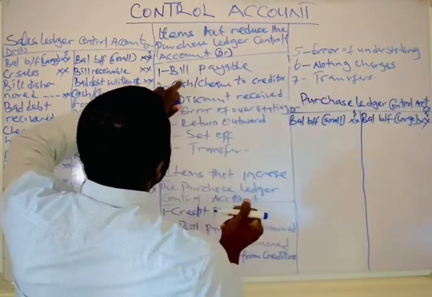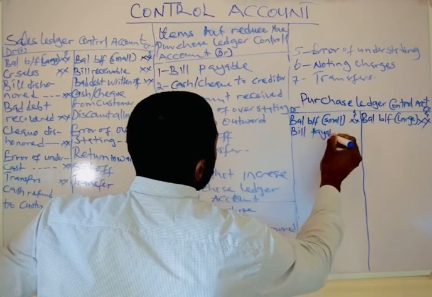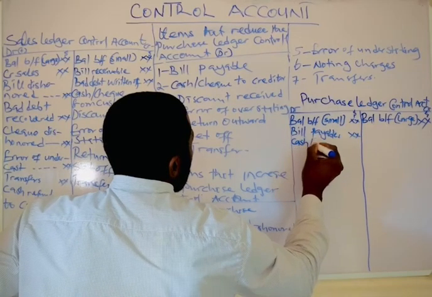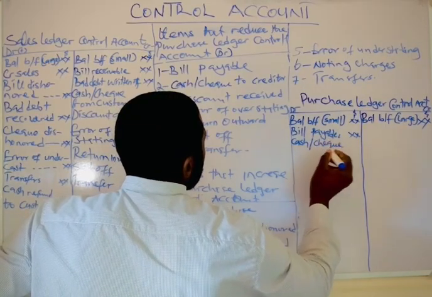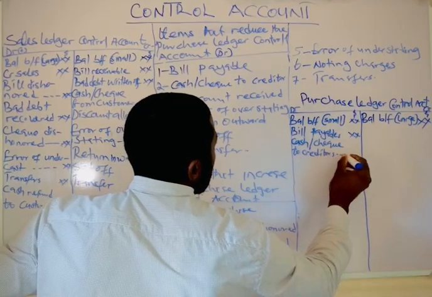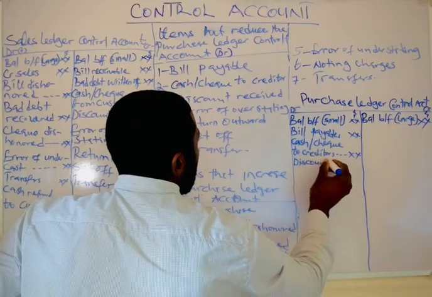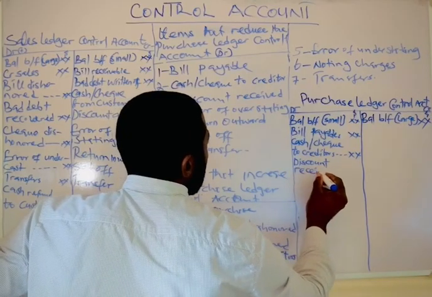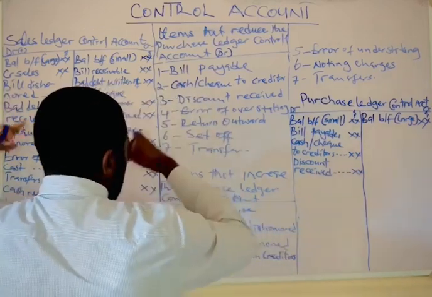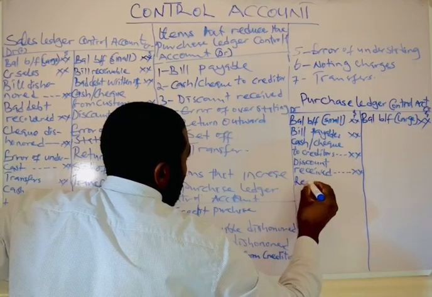Now, we say bill payable. We pay bill payable, payables, cash or check to creditors. Discount received, we receive discount. It's the same thing as the sales ledger. Return outward, we return goods to them, it will reduce our amount to pay them.